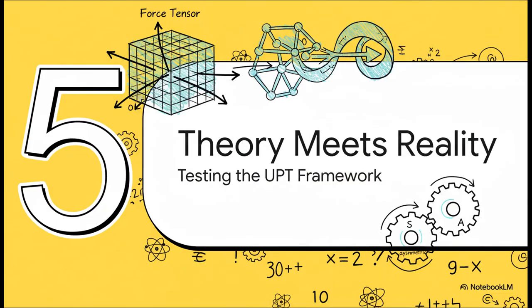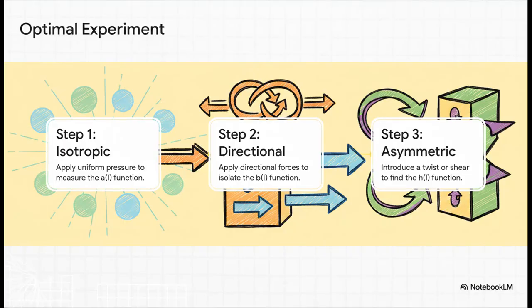Okay, this is all incredibly cool in theory, but it brings up the million-dollar question. How could a scientist actually test this? How could they use it to describe a real material? So how would you actually figure out what those mysterious functions A, B, and H are for our real material? Well, the source material actually lays out a really clever three-step plan.